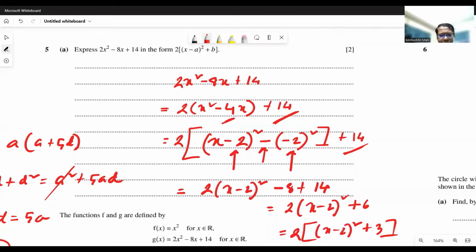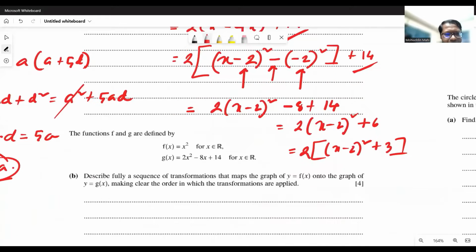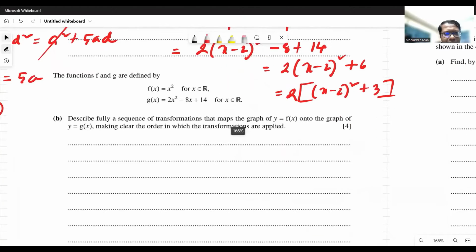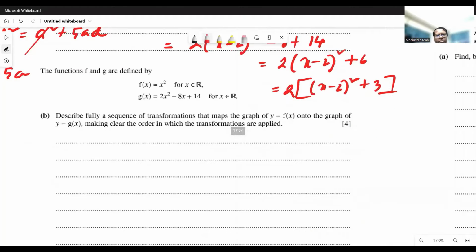Now let's look at the second question, I mean 5b. Two functions are given here. f and g are defined by f of x equals x square and g of x equals 2x square minus 8x plus 14. Describe fully a sequence of transformations that maps the graph y equals f of x onto the graph of y equals g of x. You have to write it down, making clear the order in which the transformations are applied.